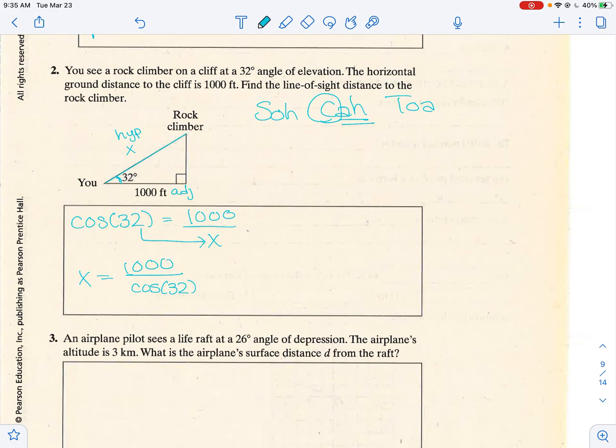So whenever x is on the bottom, trade them. 1,000 divided by the cosine of 32 is 1,179.78. So x, or the distance to the climber, is about 1,179 feet.